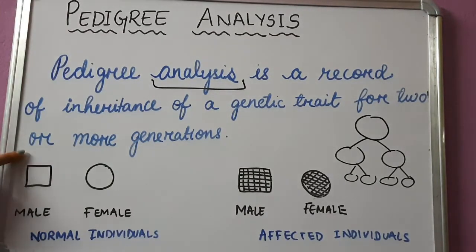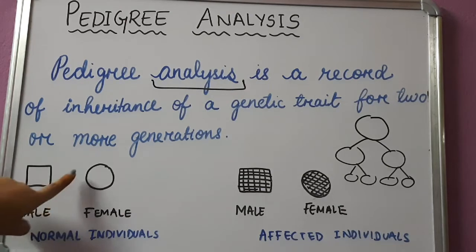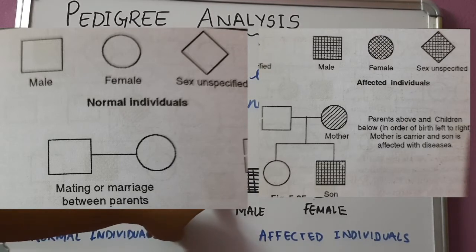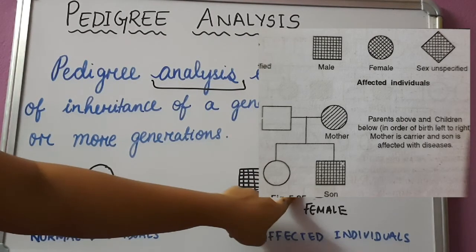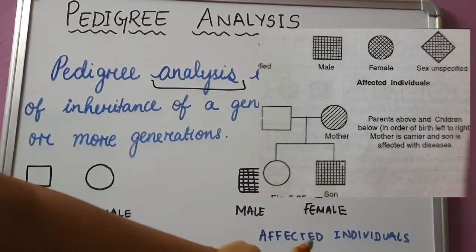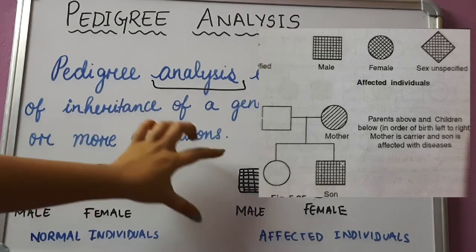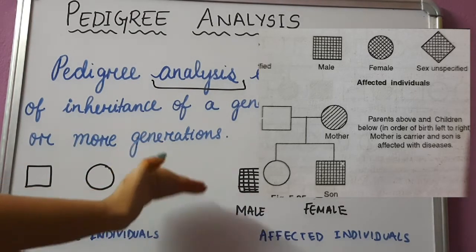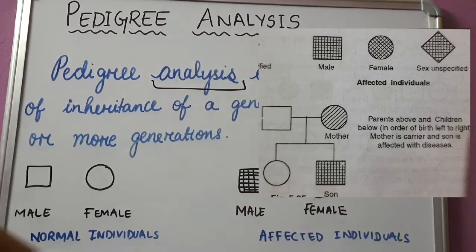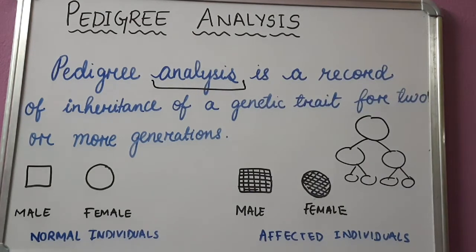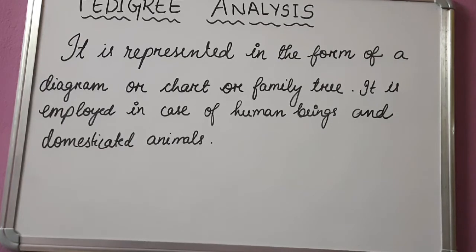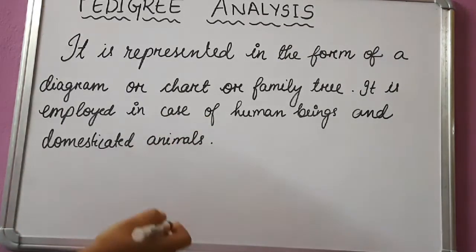Let's see, this is a square, taken as male. This is a circle, taken as female. This is for a normal individual. This is a checkered male, a checkered female. Circle is for female. This is an affected individual. Affected individual means any disease or trait that is carried from parents to their offspring. It is represented in the form of a diagram or a chart.